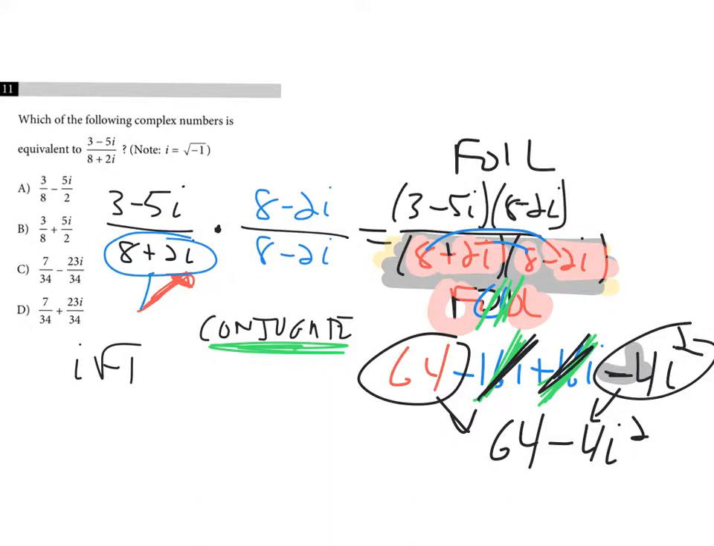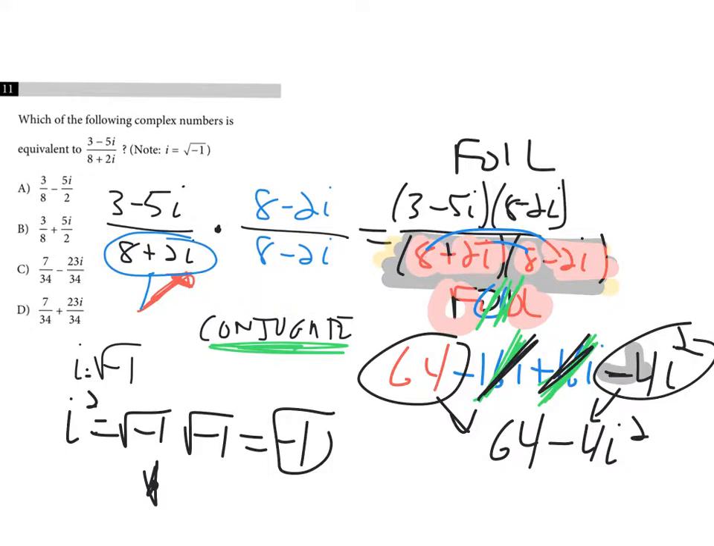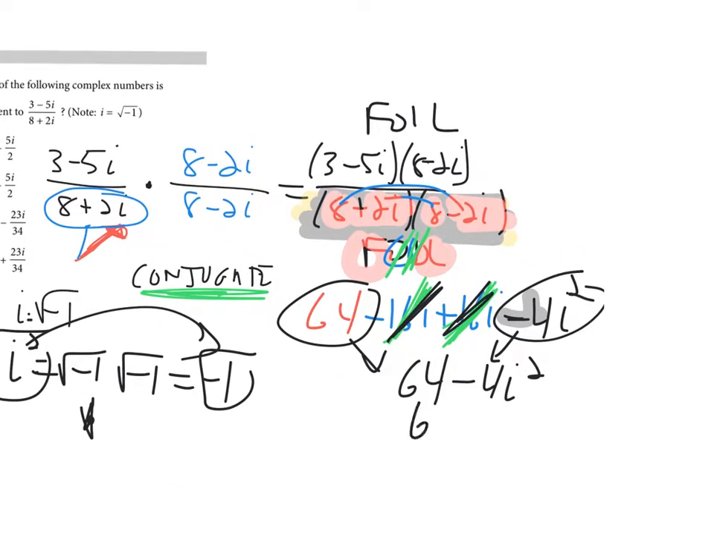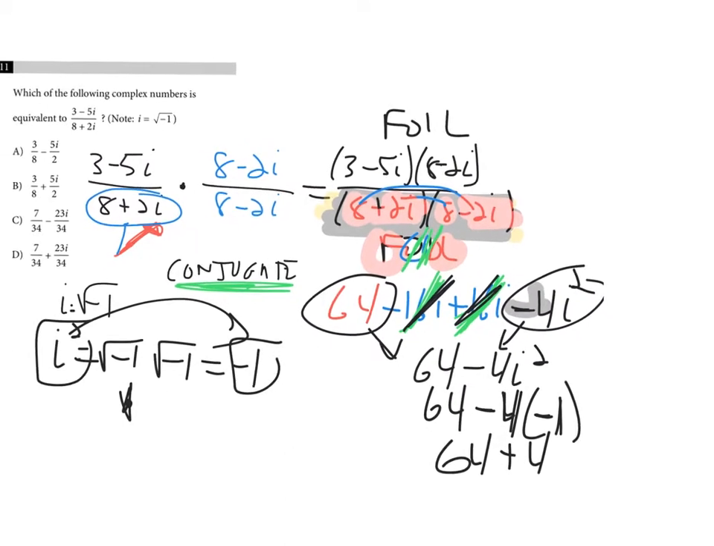And here, since i is equal to radical negative 1, i squared is just radical negative 1 times radical negative 1, and when you multiply two radicals together, you're left with just the radicand, which in this case is negative 1. So i squared is the same as negative 1. So this is going to be 64 minus 4 times i squared, but i squared is negative 1. So that's going to be 64, and then negative 4 times negative 1 is a positive 4. So that's going to leave me with, in my denominator, 68.